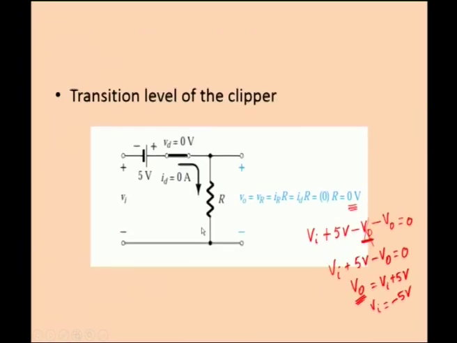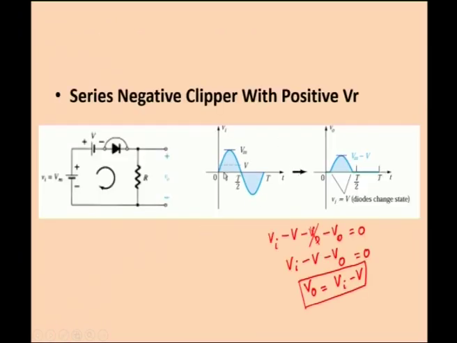So, if you see these two waveforms, instead of Vm you have to substitute 20, instead of this V you have to substitute minus 5, because the polarity is reversed. So, here it is minus; instead of minus V you have to give plus V.